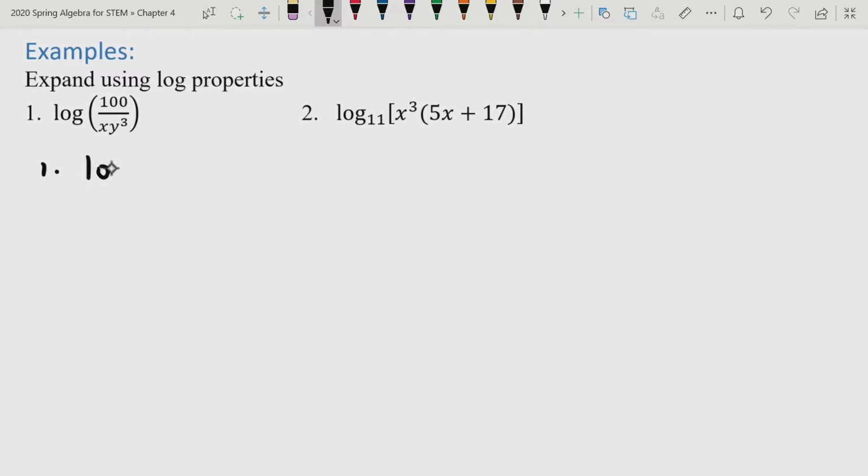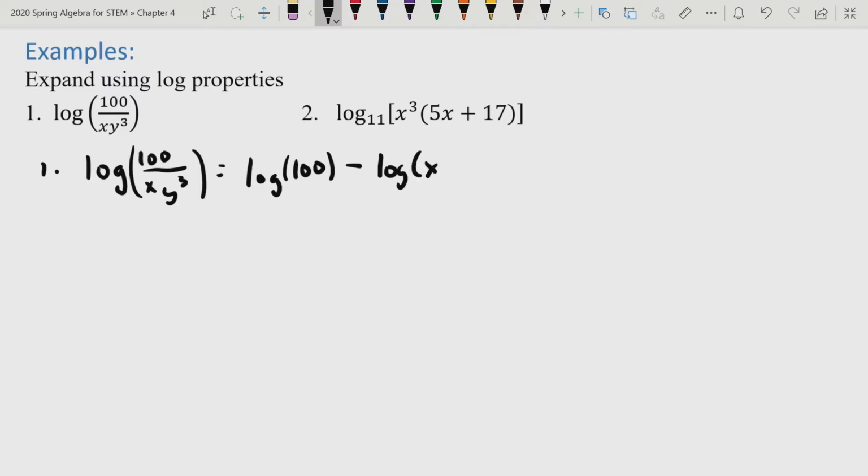Here we have the common log, base 10, of 100 over x times y to the third. When we're expanding logs, we look for the biggest operation that's happening. The biggest thing here is 100 divided by all of this. So we're going to use the quotient property. This is the log of a quotient, so it's the log of the first thing, log of 100, minus the log of the denominator, log of x times y to the third.